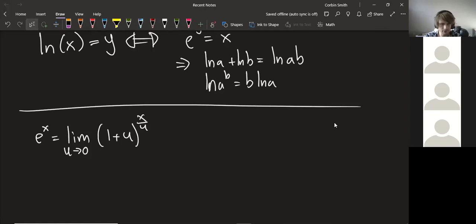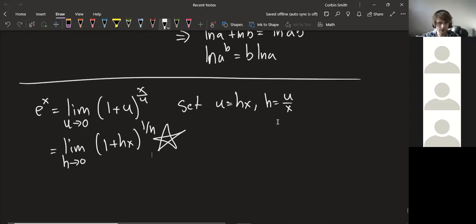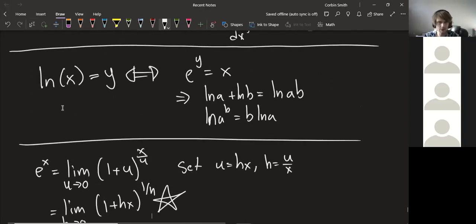X over u. So if we set u is equal to hx, then we get that h is equal to u over x, and our limit becomes the limit as h goes to 0 of 1 plus hx to the 1 over h. So we're going to need this. It's a special tool we'll use later. So now we can actually compute the derivative of the natural log.